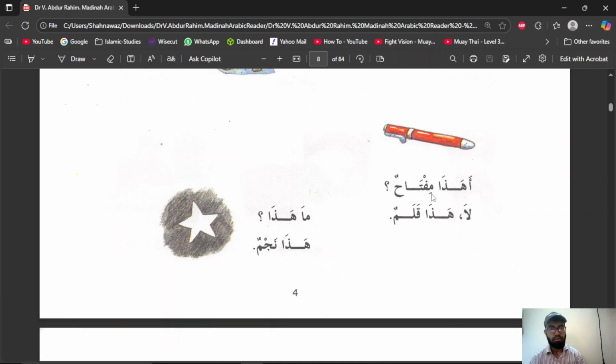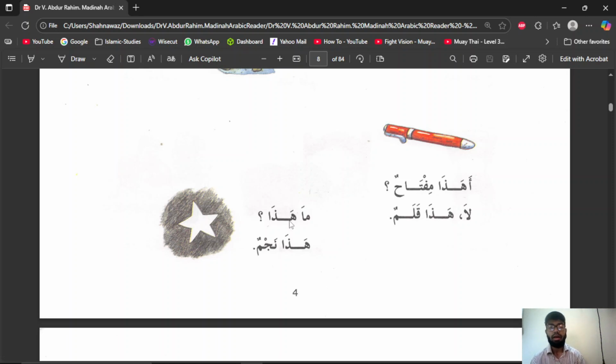Moving down here, we have two more questions. So one is Ahada miftahun. Is this a key? That doesn't look like a key. It looks to me like a pen. So we say La. We say no. And then we say, what is this? Hada qalamun, right? So we say La hada qalamun. No, this is a pen.